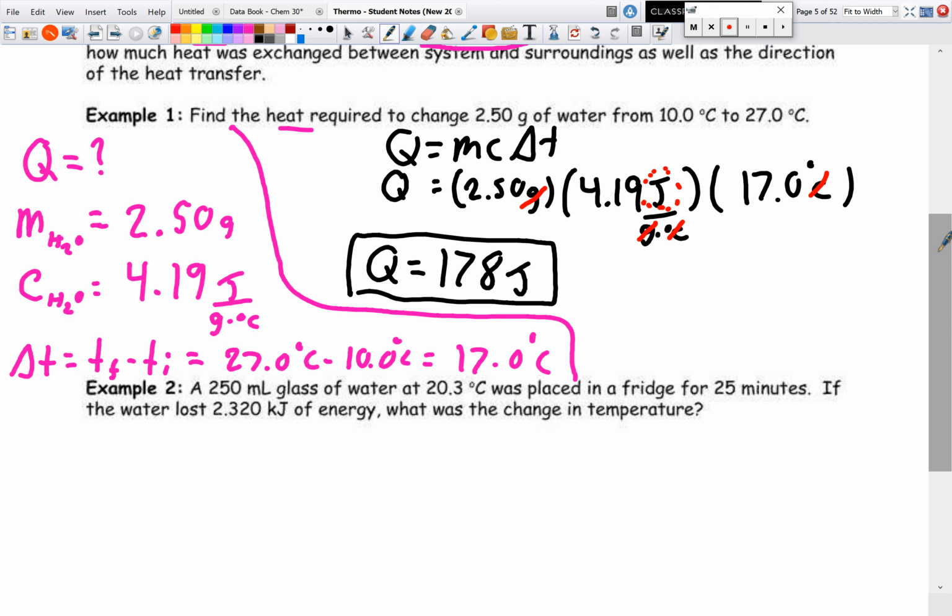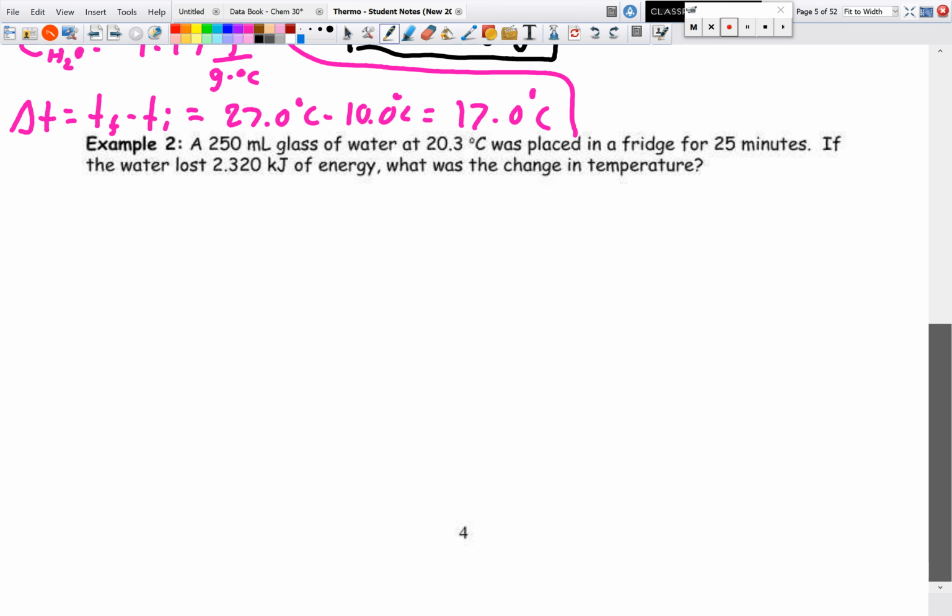Now, for our next one, this is when it's really going to be prevalent on why we need to pay attention to our units. So, let's look at example 2. We have a 250 milliliter glass of water at 20.3 degrees Celsius is placed in a fridge for 25 minutes. If the water lost 2.320 kilojoules of energy, what was the change in temperature? So, we got Q.